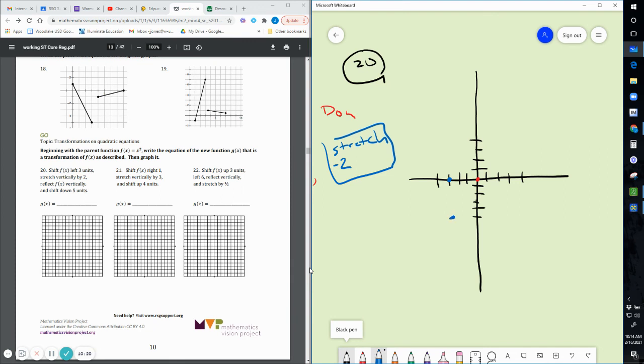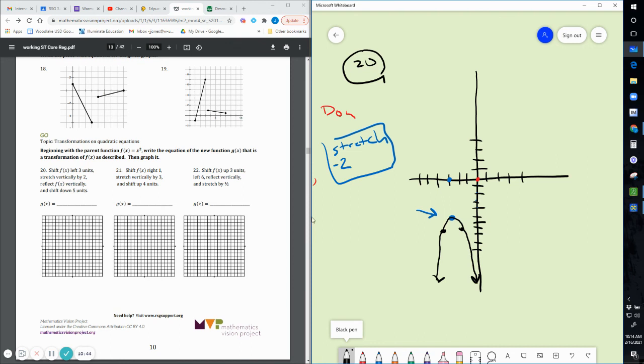So now here's my new vertex, right? This is my final vertex. Okay. Normally my graph goes over 1, down 1, for example, but this time, since the stretch is 2, we have to go over 1, down 2, over 1, down 2, and then you can basically draw your parabola. Okay. So there's my sketch.